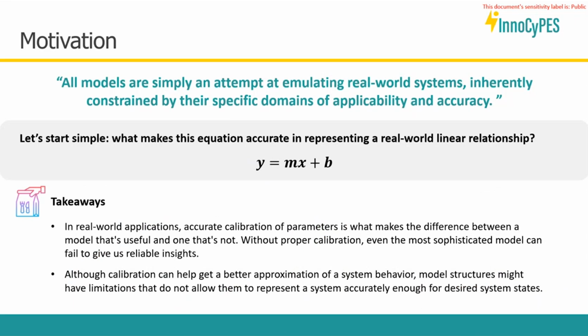So these are the main takeaways. In real-world applications, accurate calibration of parameters is what makes the difference between a model that's useful and one that's not. Without proper calibration, even the most sophisticated model can fail to give us reliable insights. And although calibration can help get a better approximation of system behavior, model structures might have limitations that do not allow them to represent a system accurately enough for desired system states.